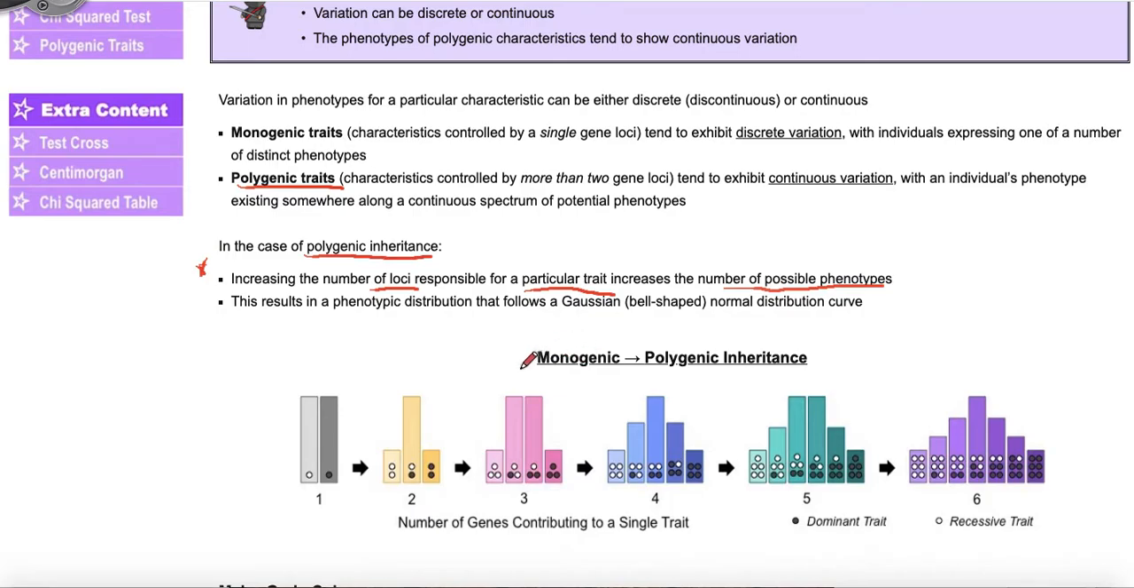So here we see how we go from a monogenic trait. So here in this gray illustration, you see a monogenic trait. And in this particular monogenic trait, you have just one gene loci, or just one position for that gene loci, that's contributing to a single trait. And remember that every gene has two variations or two alleles.